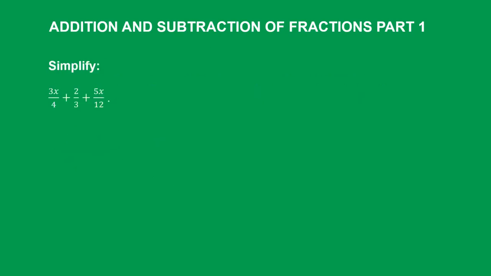Simplify this expression. We need to find the lowest common multiple of the denominators, or just the lowest common denominator, which is 12. So you have to make sure that the denominators for the three fractions are 12. So we use equivalent fractions here. The first fraction is 3x over 4. To have a denominator of 12, we multiply by 3, and we also multiply the numerator by 3. That's equivalent fractions. And then plus 2 over 3.